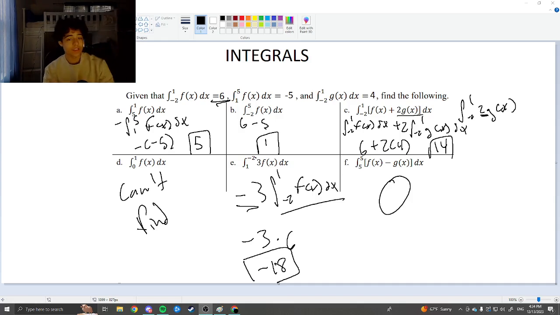And next thing I'm going to cover is how to find actual integrals, not estimates, how to find actual integrals using calculus. So we're moving on.